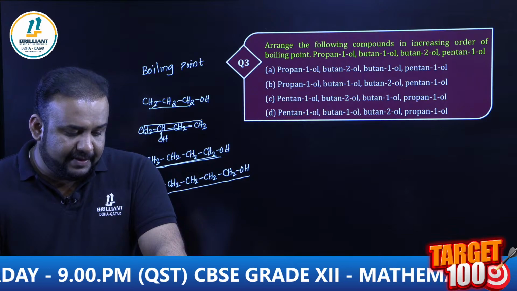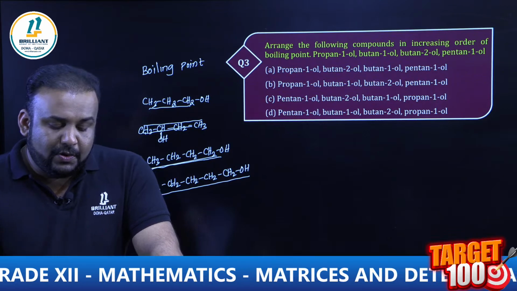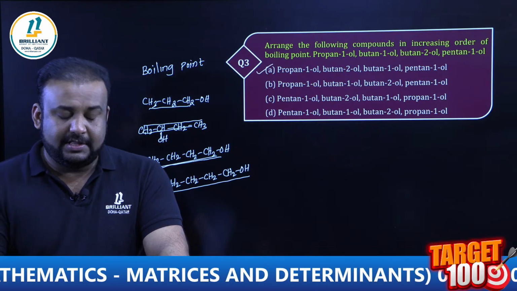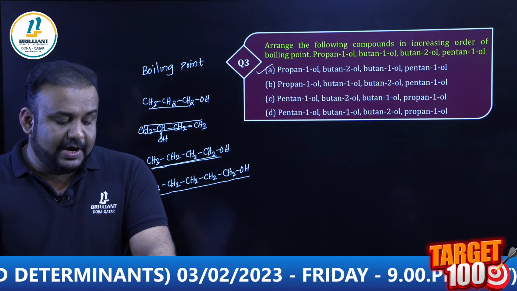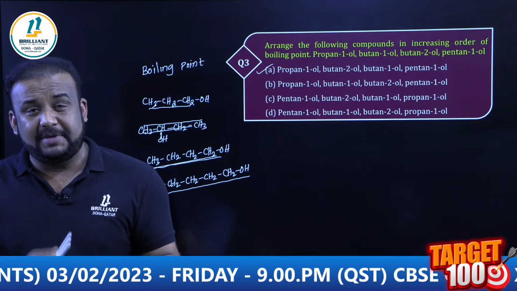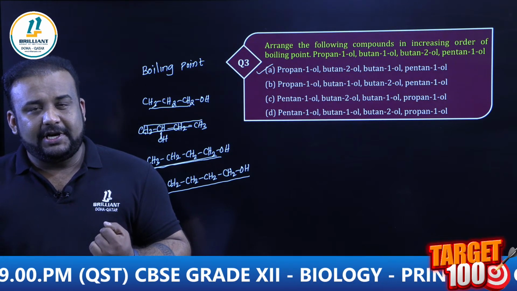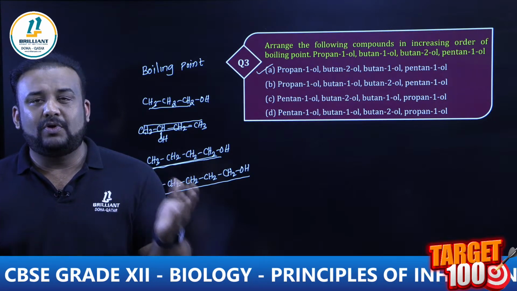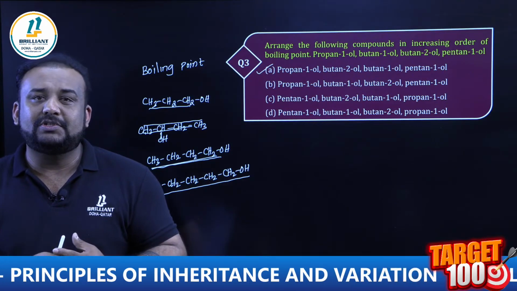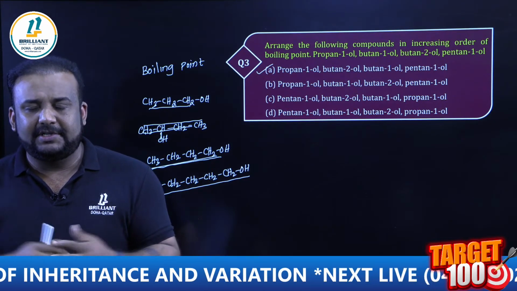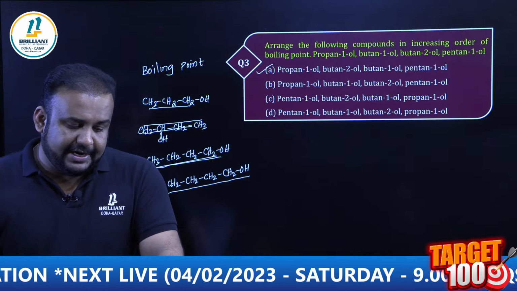Yes, majority have given the right answer. Right. So propan-1-ol has the lowest, then butan-2-ol, then butan-1-ol, then pentan-1-ol. So I hope this is very clear to everyone. Let me just quickly recap. Intermolecular forces is what is deciding the boiling point. More the surface area, more will be the forces of attraction. So longer chains or straight chain compounds will have the strongest intermolecular forces, and they will have the highest boiling point. Right.